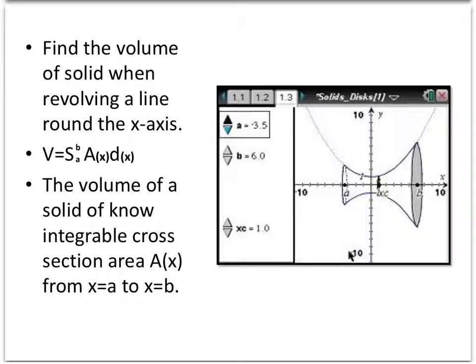The equation we will be using is volume equals the integral of the area between A and B. So, the volume of a solid of known integral cross-section area from x equals A to x equals B.